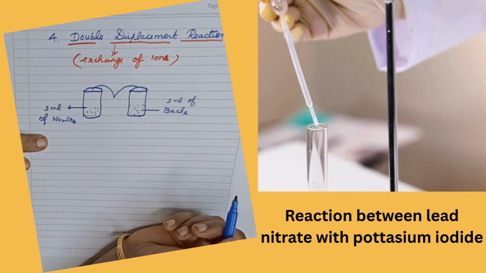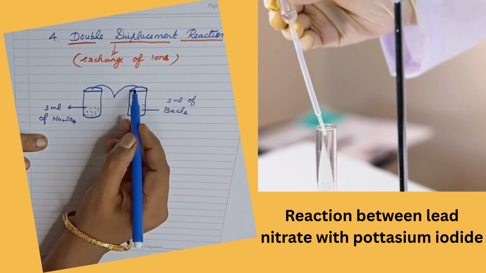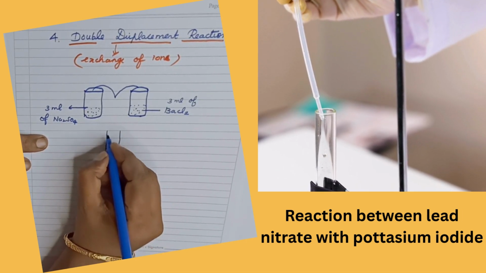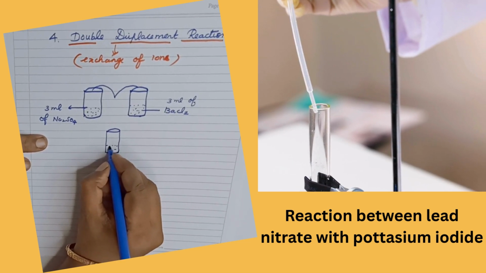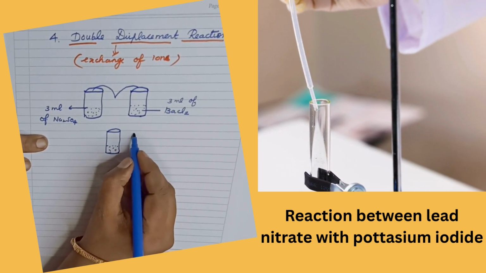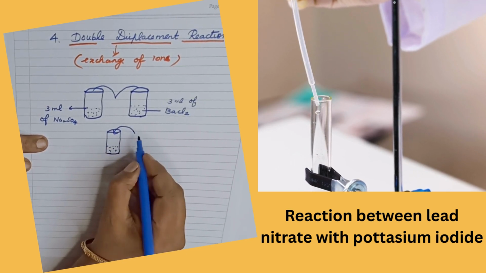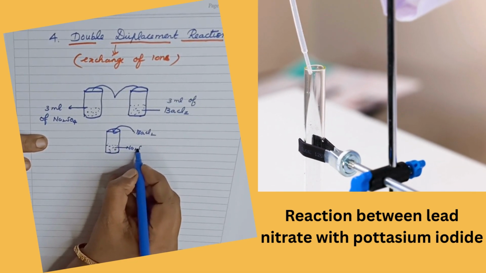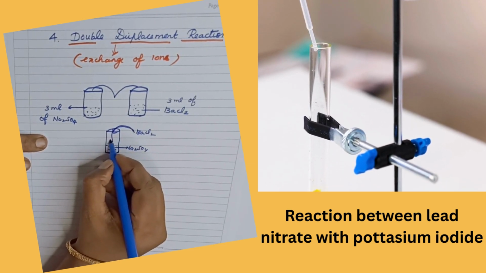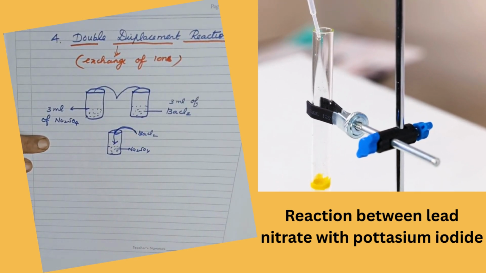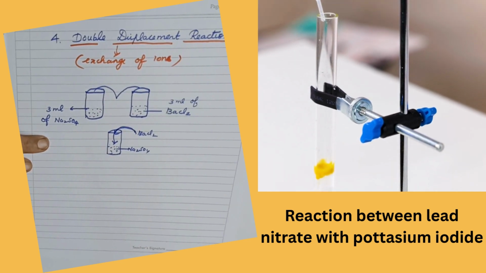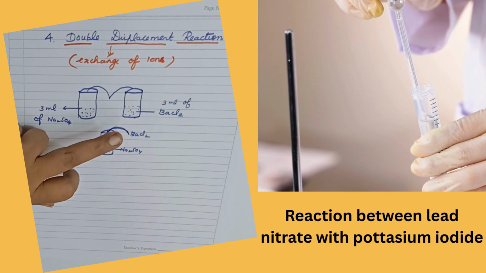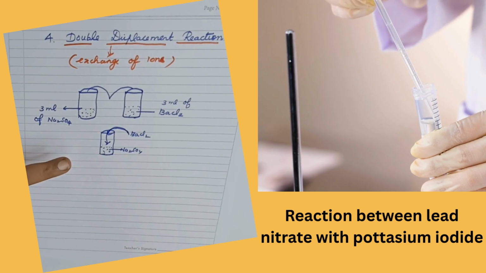We mix the barium chloride into the sodium sulfate. Sodium sulfate is already there, and now we mix the barium chloride into it. By mixing these two solutions, what do you observe? Take 3 ml of sodium sulfate in one test tube and 3 ml of barium chloride solution in another, and now mix these two solutions.